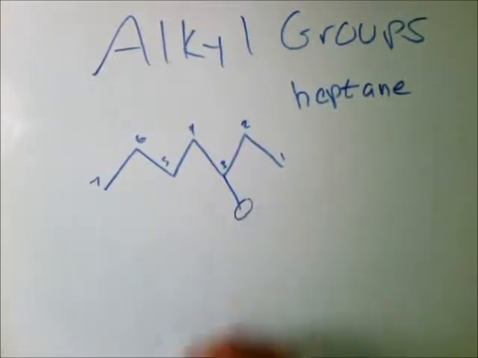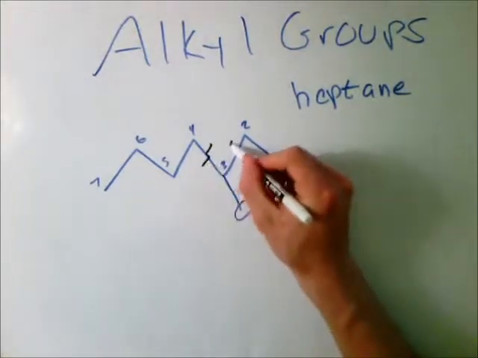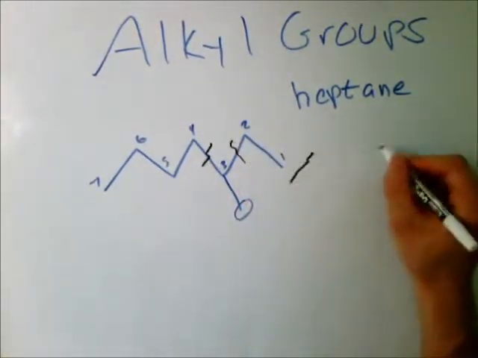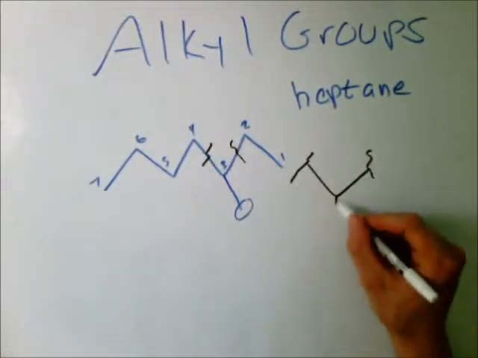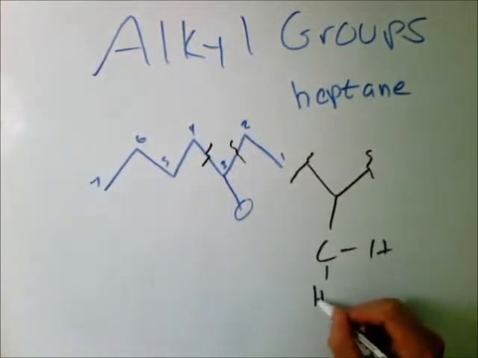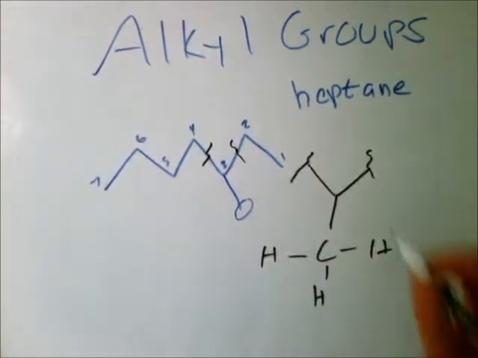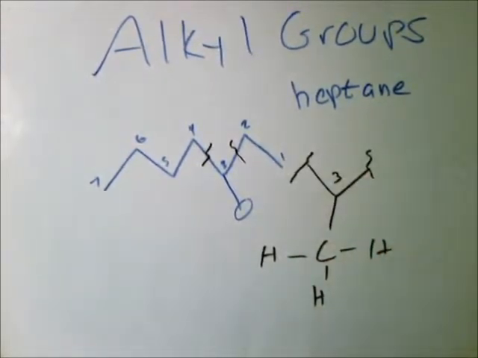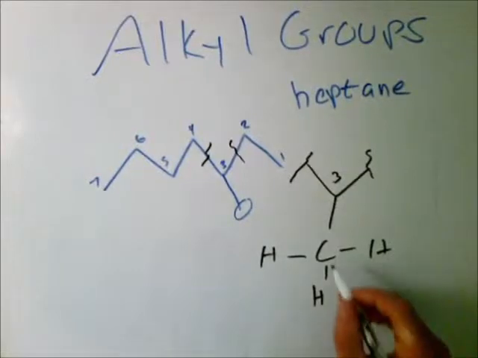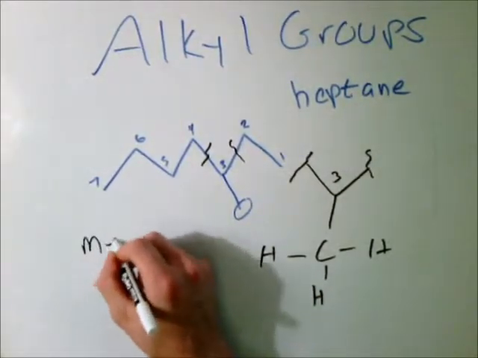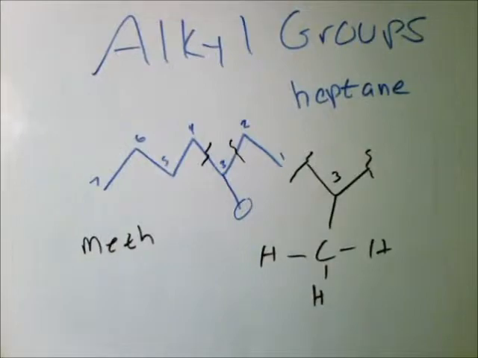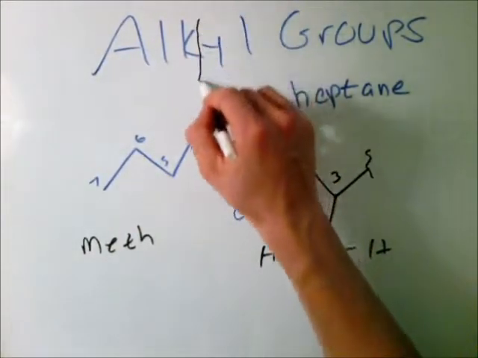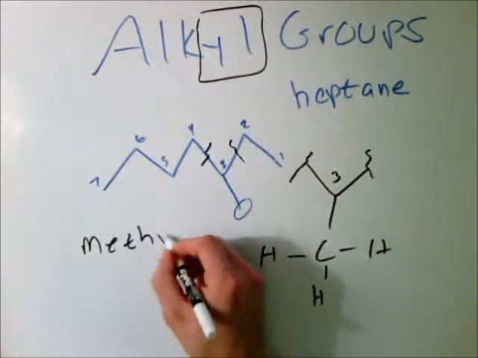But what about that carbon right there? Well, let's isolate that out. This is known as an alkyl group. And they're named pretty similarly to the way that we named the longest carbon chain, in that it's still dependent on the amount of carbons. So we have 1 carbon here, so the parent name is meth. What about the suffix? Well, it's an alkyl group, so we're going to use -yl as our suffix.